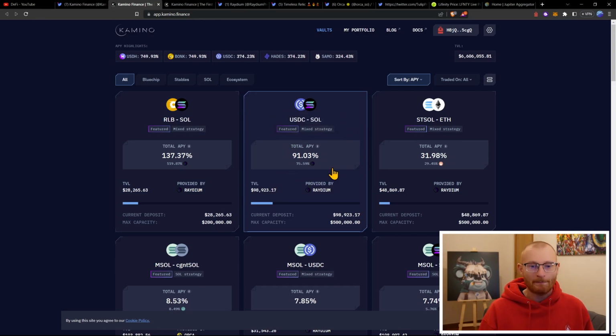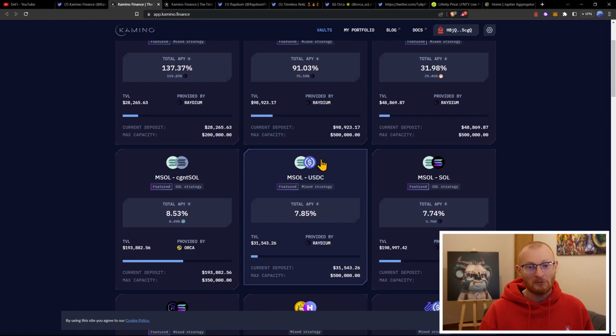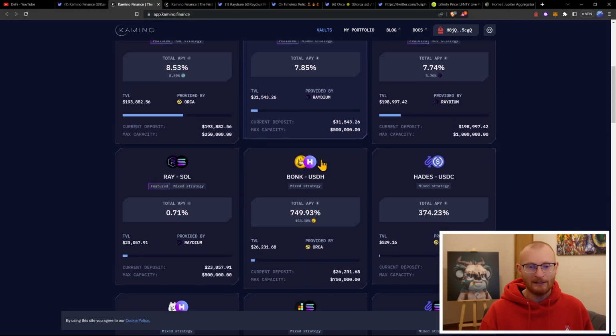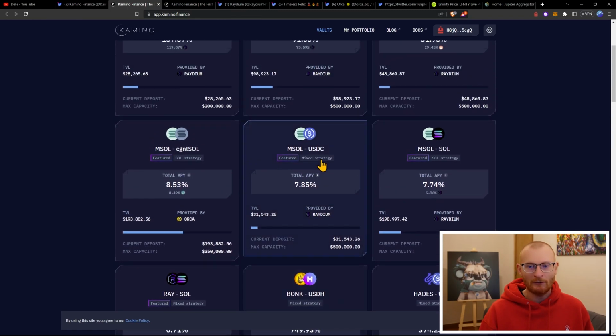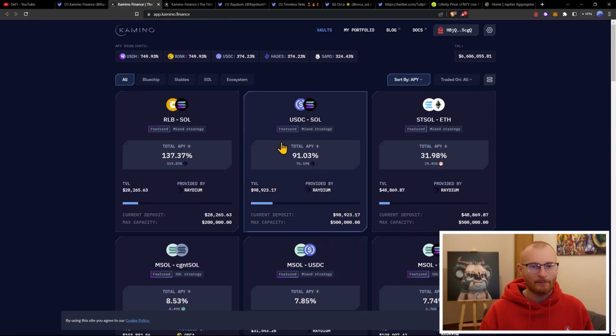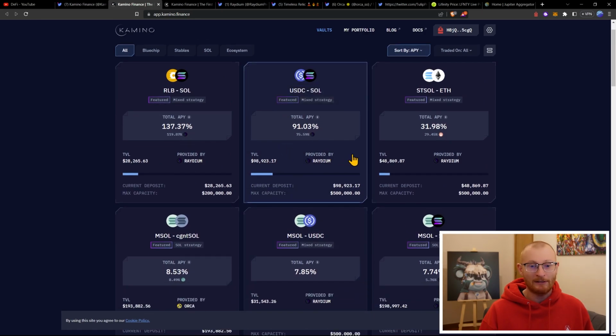So this one here is currently earning an APY of just under 100%. So let's see how much we can earn. Let's see if there's anything else quite juicy in this as well. There doesn't seem to be. So let's go into here.